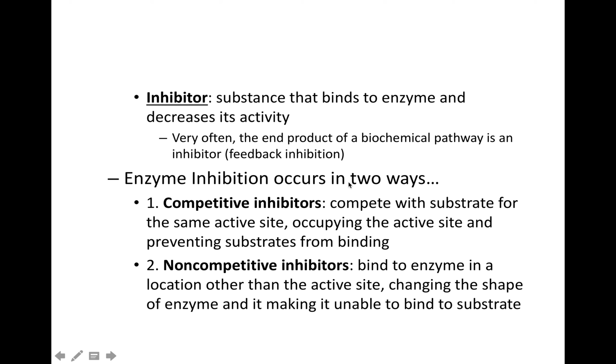Now, there are 2 ways that enzyme inhibition can occur, and that is through competitive inhibitors and non-competitive inhibitors. Competitive inhibitors compete with the substrate at the same active site. Non-competitive inhibitors bind to the enzyme in a different place than the active site. As a result, the enzyme will undergo a shape change, so that the active site changes and can't bind to the original substrate.